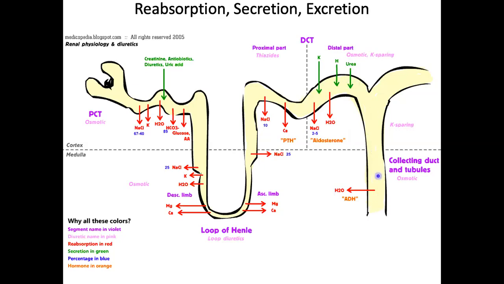Then the collecting duct, which is shared by many nephrons, is under hormonal regulation as well, under antidiuretic hormone. Antidiuretic hormone is released when blood particle concentration is high, so greater than 0.9%. The normal physiological range is 0.89 to 0.91 percent, or 290 to 310 milliosmoles.